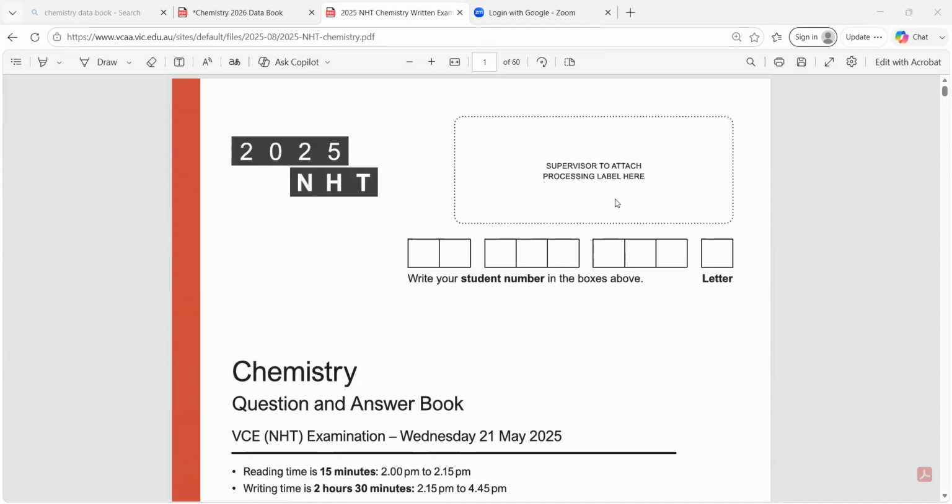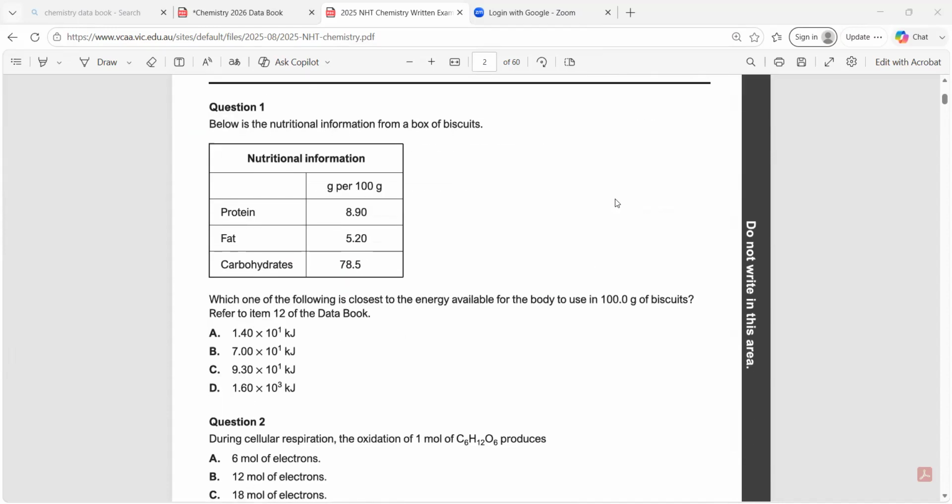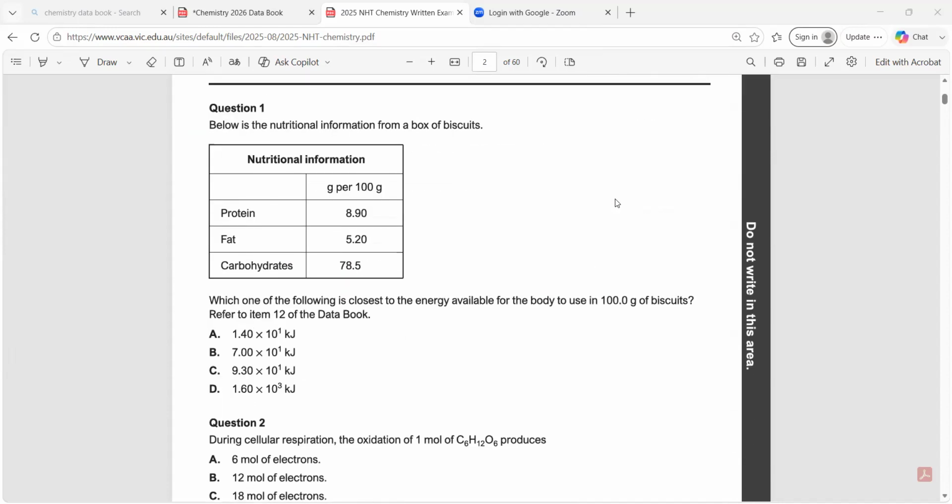All right, everybody, I'm doing the NHT 2025 chemistry exam. Hopefully it's not too bad. Okay, cool. Below is the nutritional information.